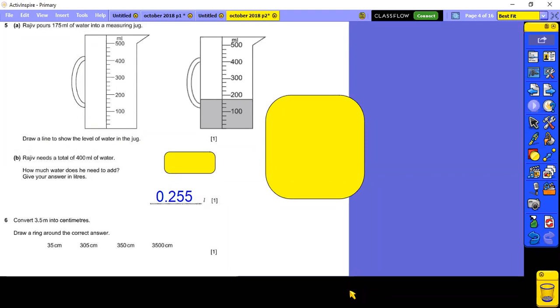Sorry, this is 3.5 meters. I want to change it to centimeters, so I multiply by 100. So the answer is, let me see.